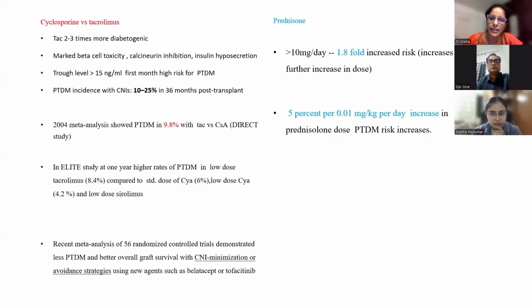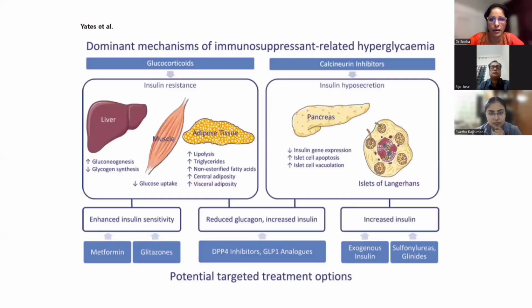A recent meta-analysis of 56 randomized controlled trials demonstrated less PTDM with better overall graft survival in patients who had undergone CNI minimization and avoidance strategies using newer drugs. So what is the mechanism of immunosuppressant-related hyperglycemia? Insulin resistance is the main mechanism with glucocorticoids. Calcineurin inhibitors result in insulin hyposecretion. We will come into detail on that in the next slide.